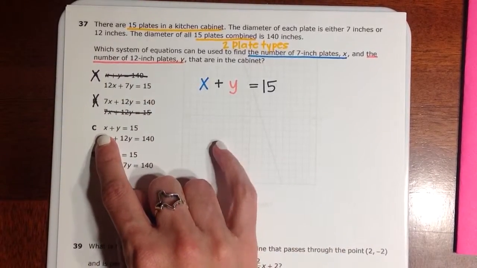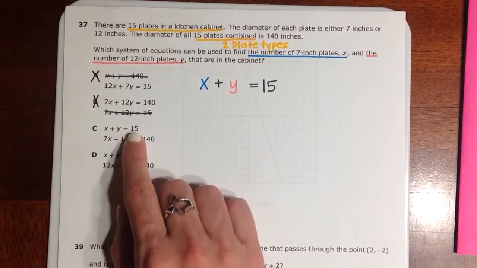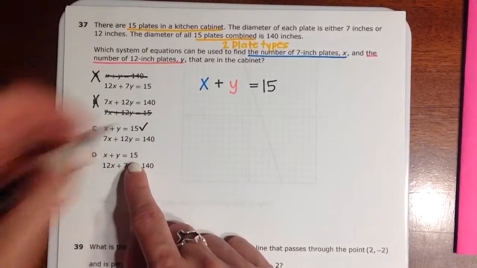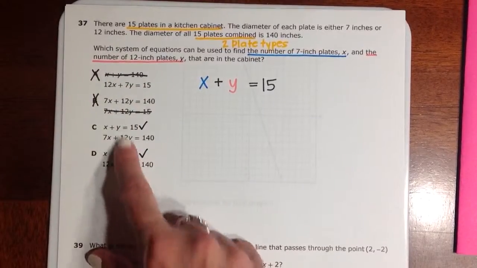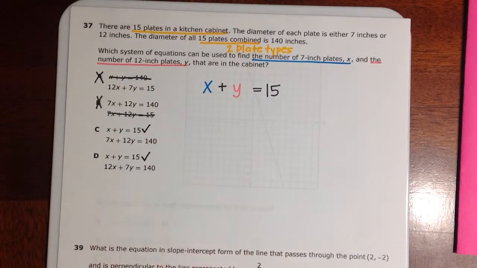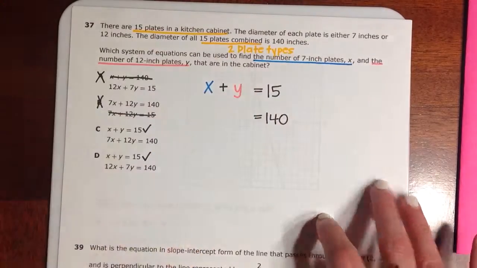And then C, if I add the number of small, x plus y, the number of large plates, I should get 15. Okay, that one matches, so I'm going to keep that answer around. And D also has x plus y equals 15. So now I've got to figure out which answer is correct. So now I'm going to go hunting for numbers because I see they're both equal to 140. I want to figure out what that number is.